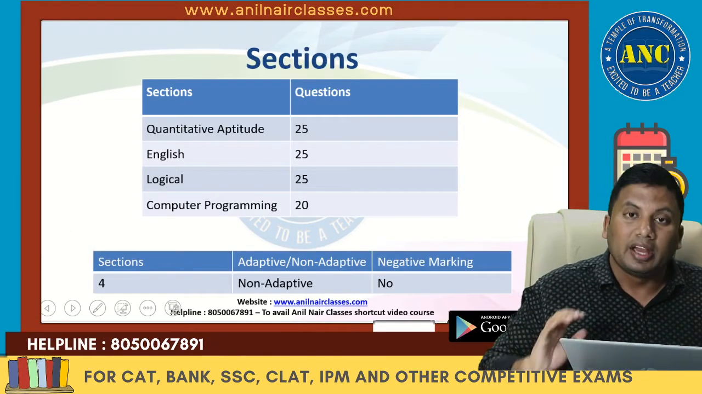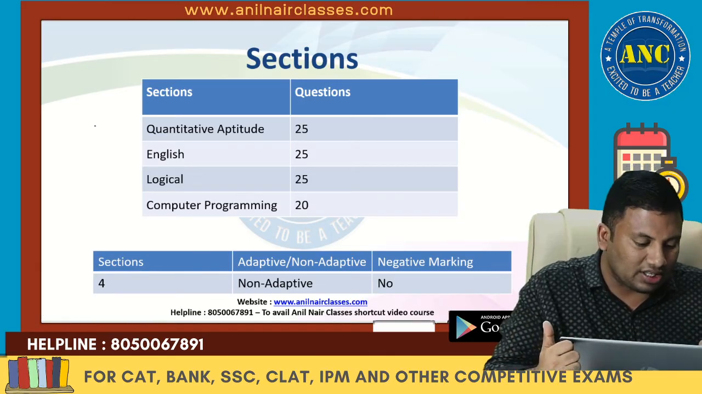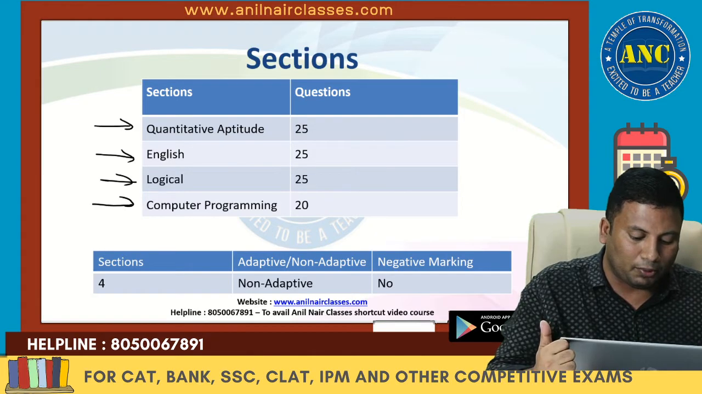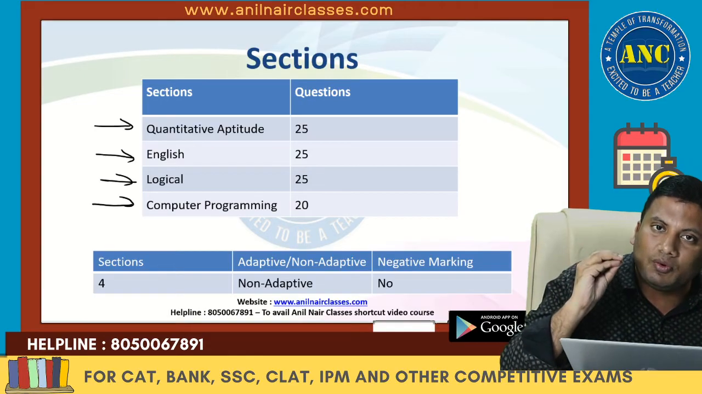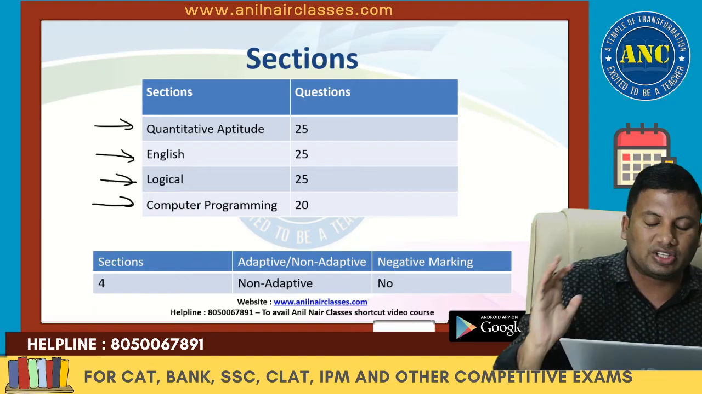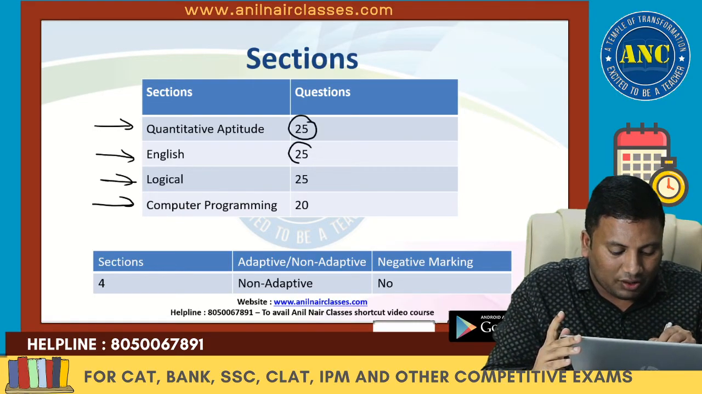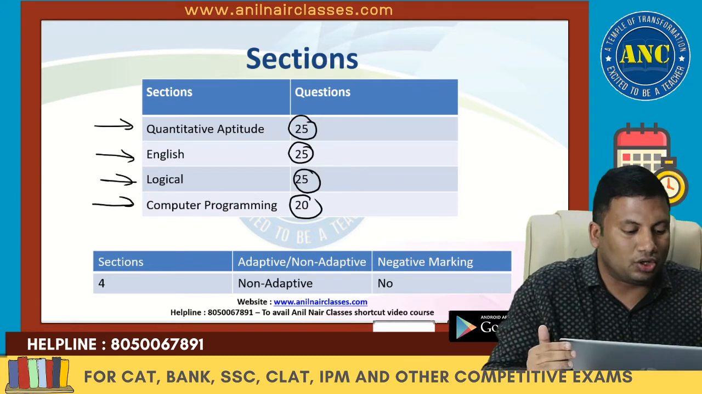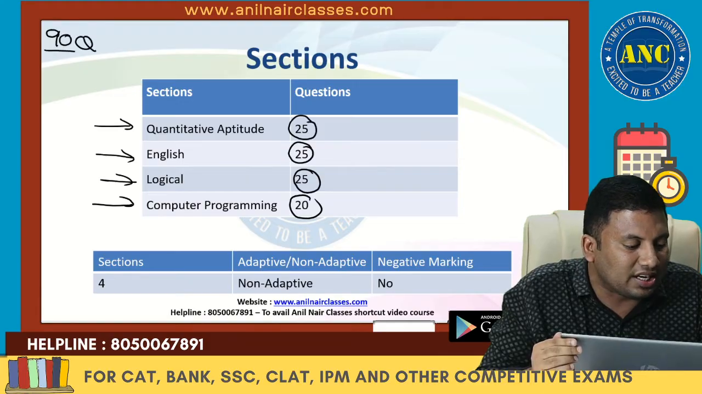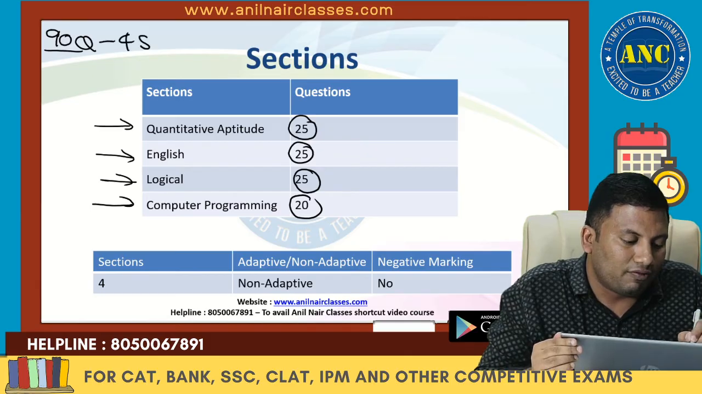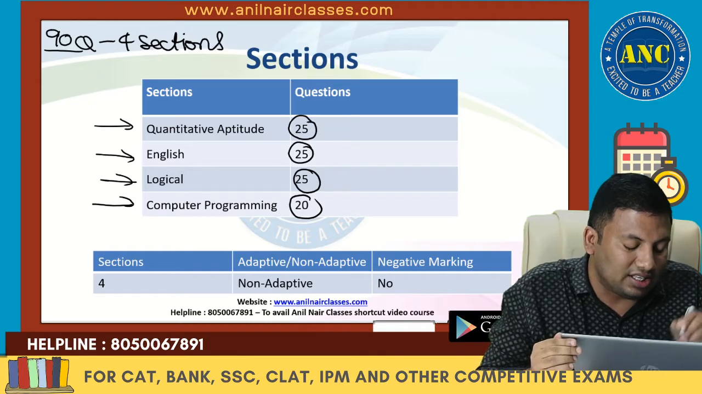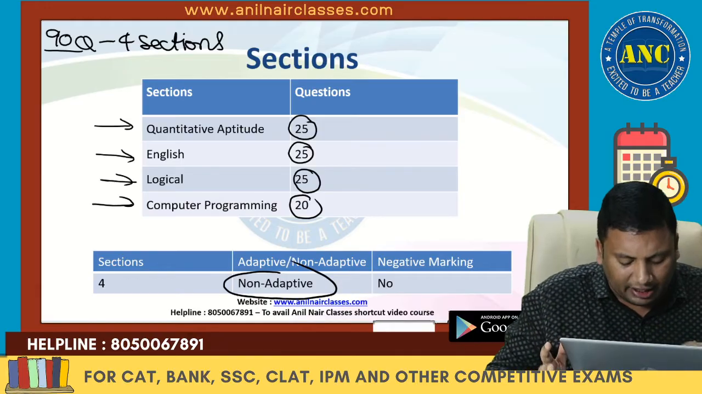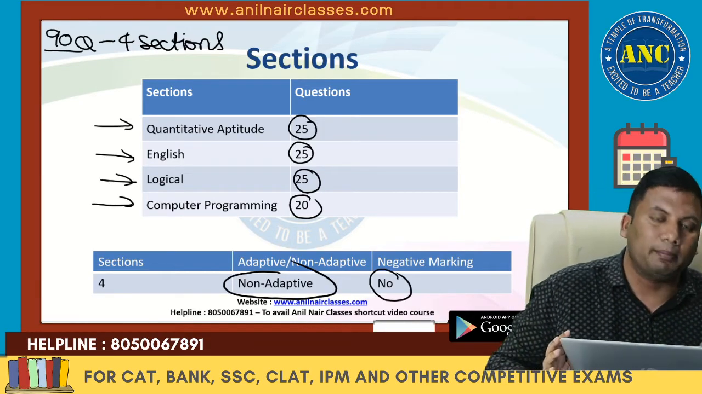Mphasis conducts its written test through 4 sections: quantitative aptitude, English, logical, and computer programming. Quantitative ability, verbal ability and logical reasoning will have 25 questions each, and computer programming will have 20 questions, and a total of 90 questions will be asked from these 4 sections, and the test is a non-adaptive test. Non-adaptive test, static test. Is there any negative marking? There is no negative marking. Number of sections are 4.